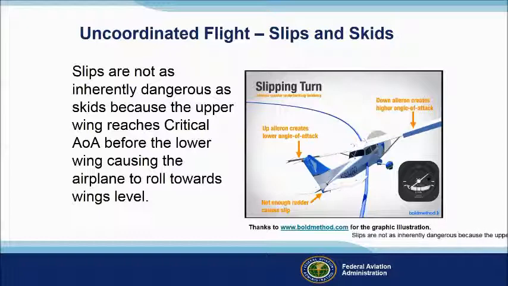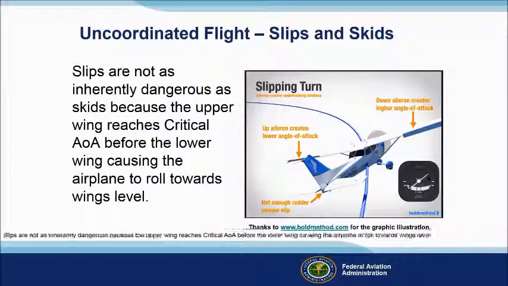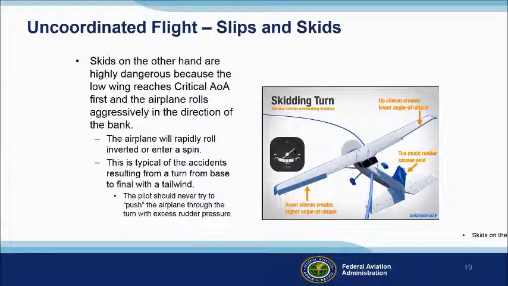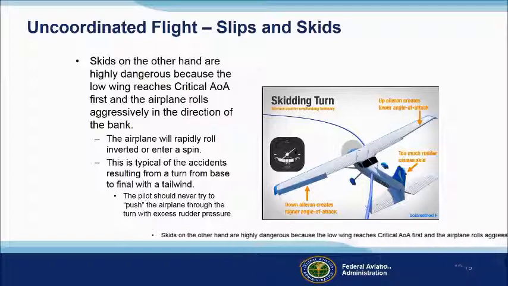Slips are not as inherently dangerous because the upper wing reaches critical AOA before the lower wing, causing the airplane to roll towards a wing level. Skids, on the other hand, are highly dangerous because the low wing reaches critical AOA first and the airplane rolls aggressively in the direction of the bank. The airplane will rapidly roll inverted or enter a spin.